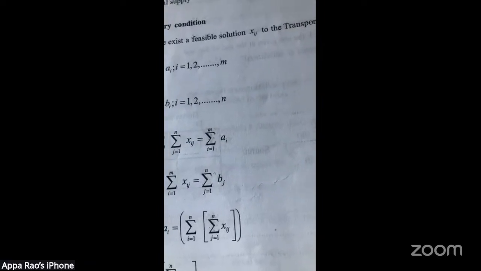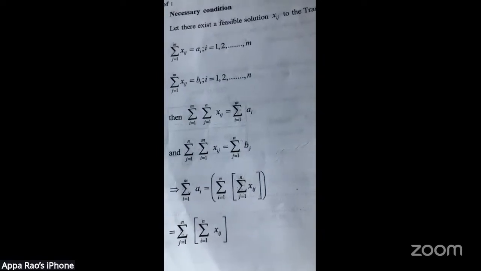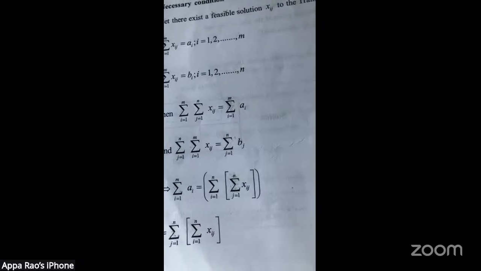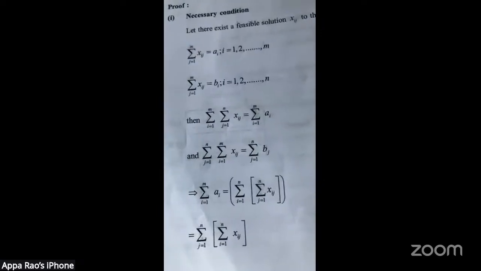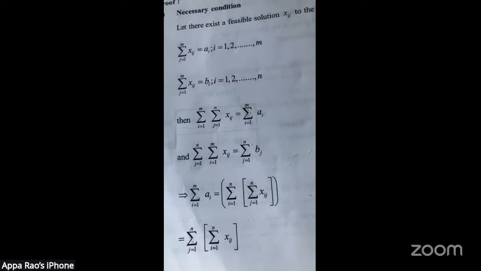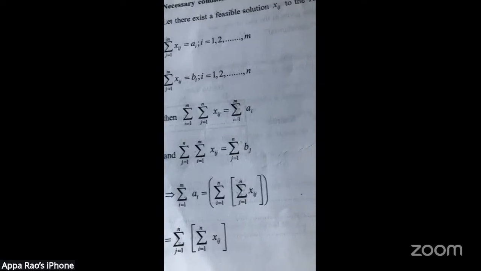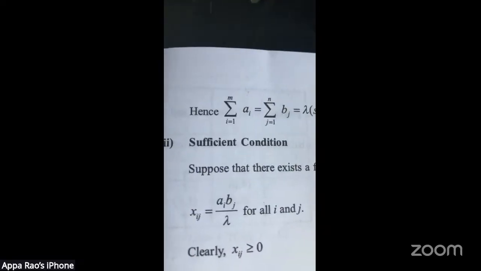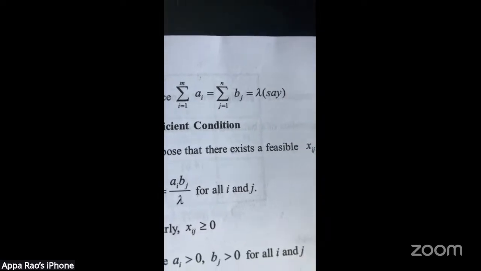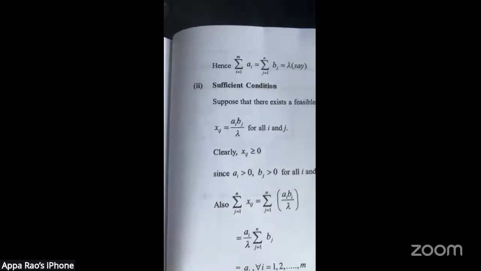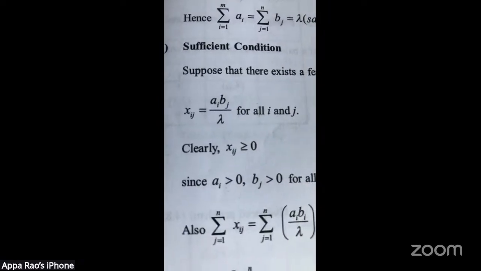And similarly the double sum of x_ij over j and i equals the sum over j equal to 1 to n of b_j. So here the sum of a_i equals the sum over j equal to 1 to n of b_j equals lambda, say, let. So that is the necessary condition.